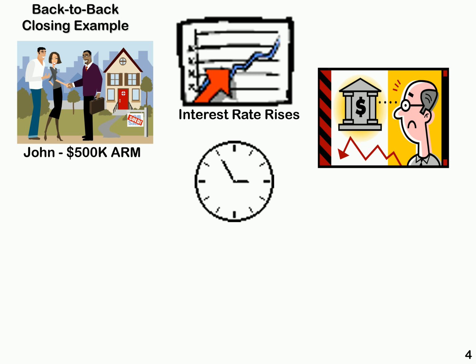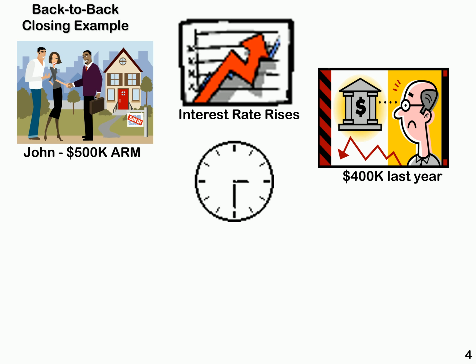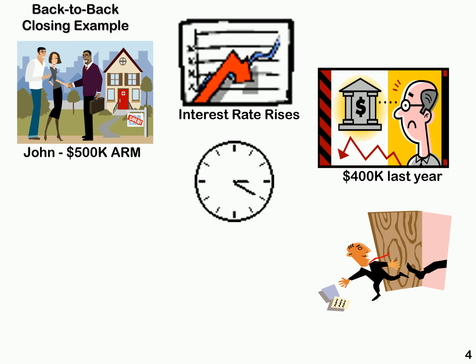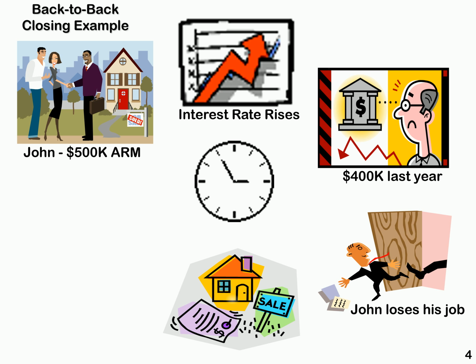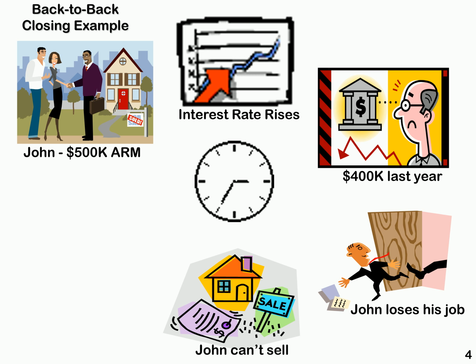And so his payments would increase, John's payments. And at the same time, let's say the housing market takes a dive, or his house is not worth as much as when he bought it. So let's say it's now worth $400,000. So now he owes more. Well, the house is worth less than what he owes. At the same time, Mr. John loses his job. So now he's trying to sell, but he can't sell. Why can't he sell? Because he owes $500,000. His house is worth $400,000.